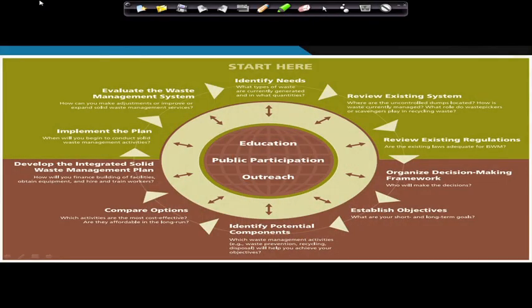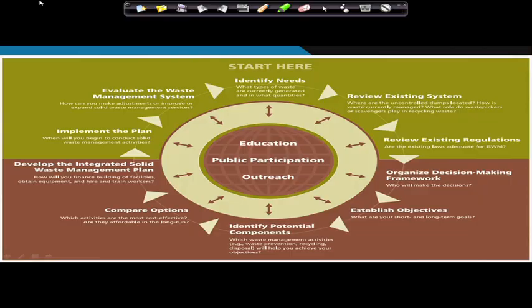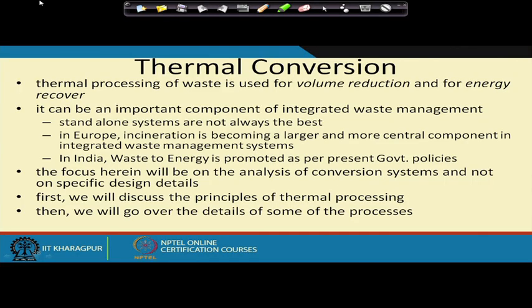If you remember, in the previous module, we were looking at how to go about doing an integrated waste management plan. I think we have spent enough time on it. So just to give you a quick recap, this is what we were talking about in the last video, towards the end, on how to go about developing an integrated waste management plan. And now today we'll go into more detail about the thermal conversion.